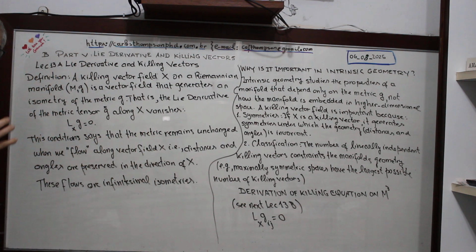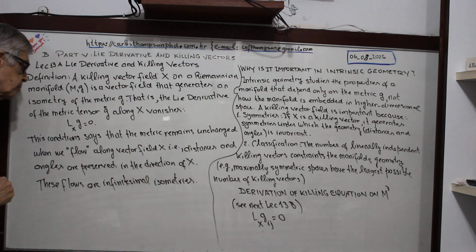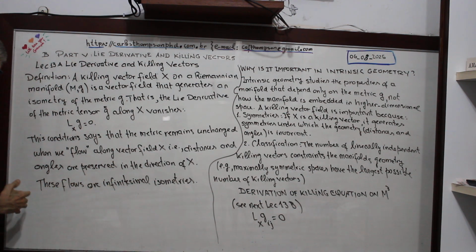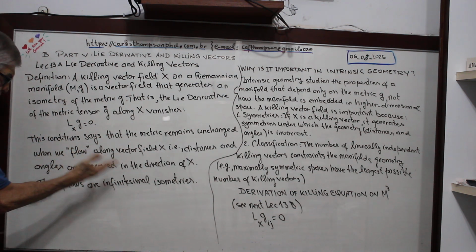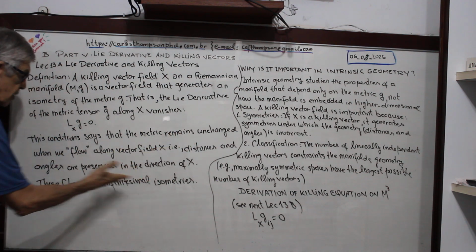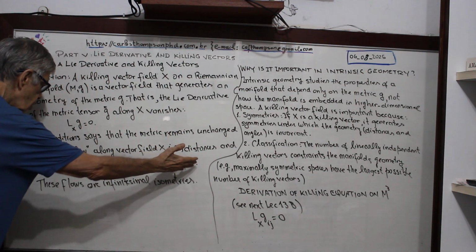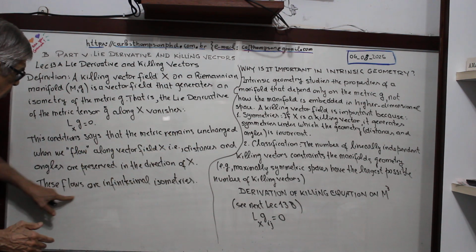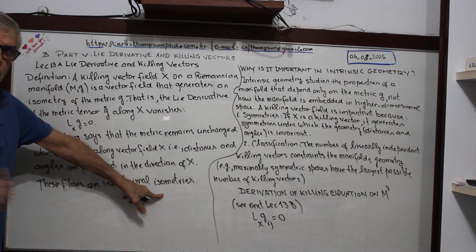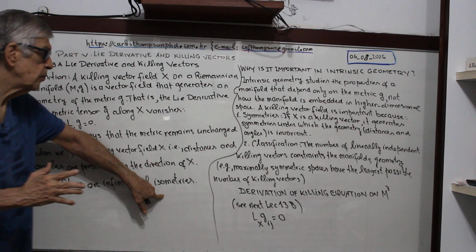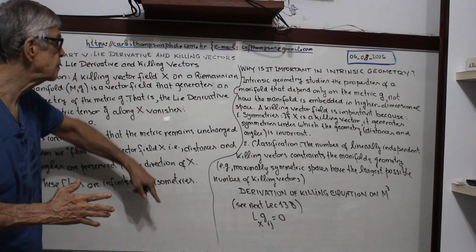That is, distances and angles remain unchanged when you flow along the field. Then distances and angles are preserved in the direction of X. These flows are infinitesimal isometries. You see, that's what we call isometries.